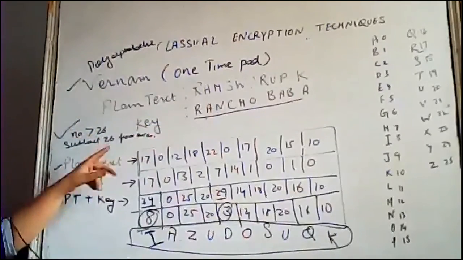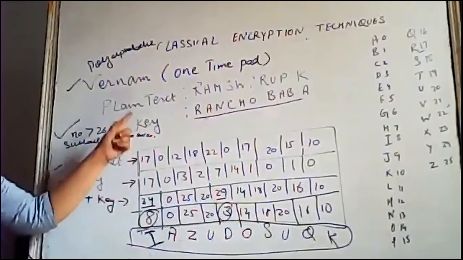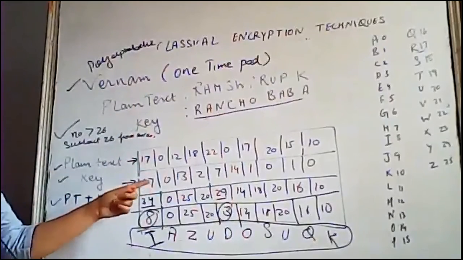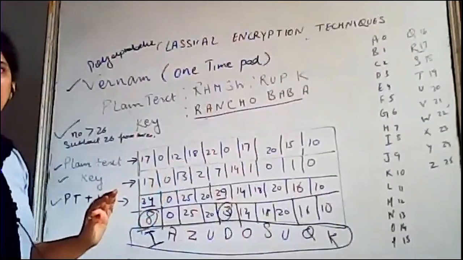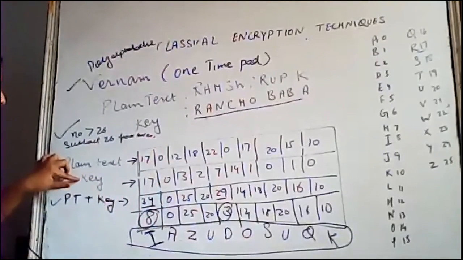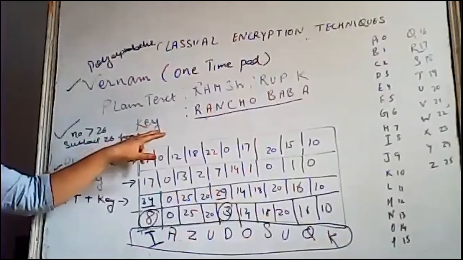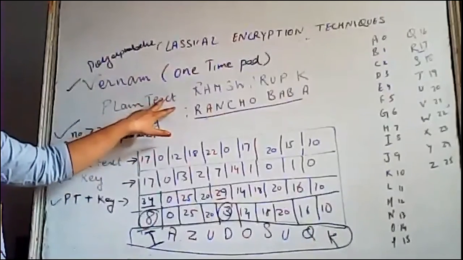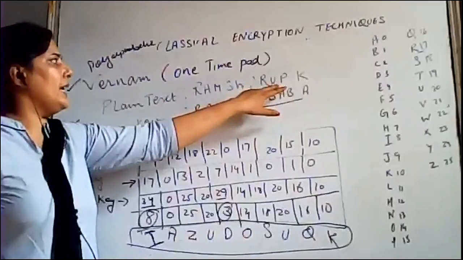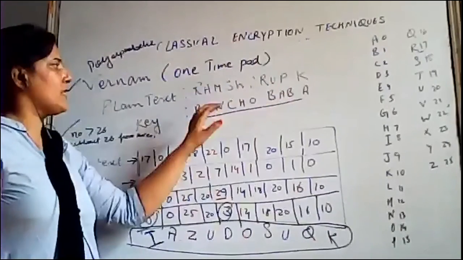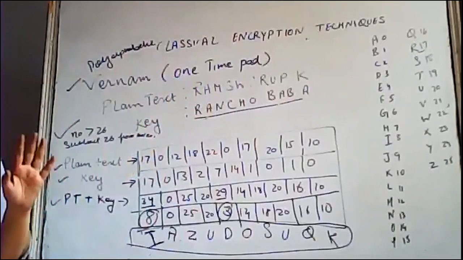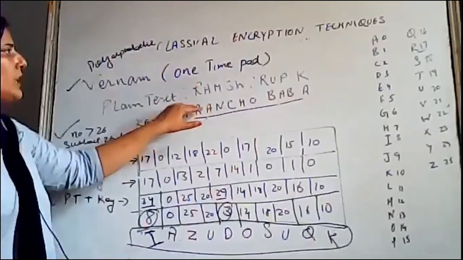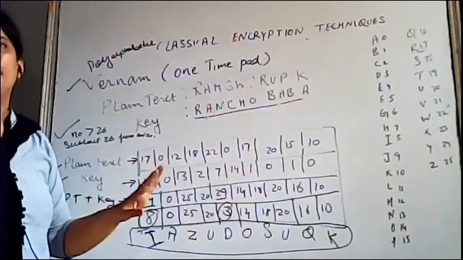Second thing is that you need to convert all your alphabets to the numbers given in the table. Another rule is that whatever key you give should match the plain text. Like if you have a total of 10 alphabets in a particular plain text, your key should also have 10 alphabets. So the total number should remain the same.